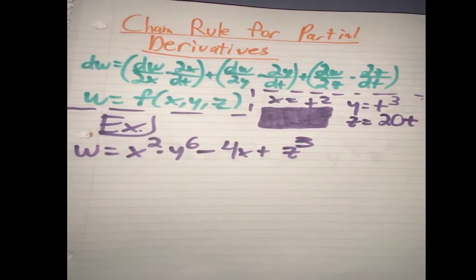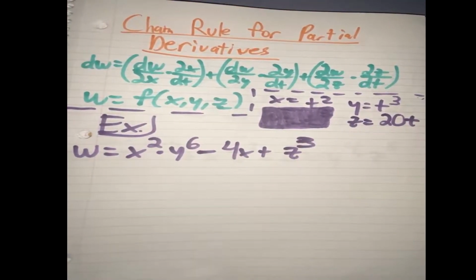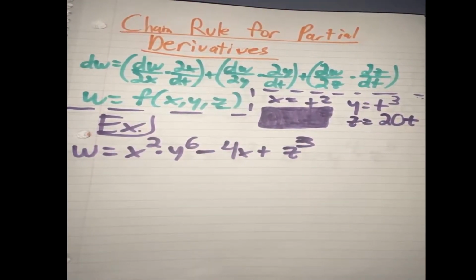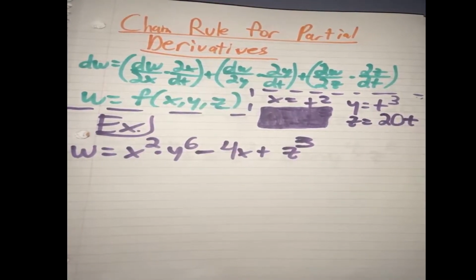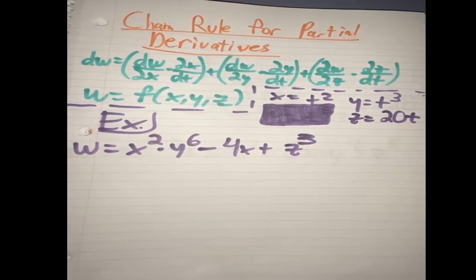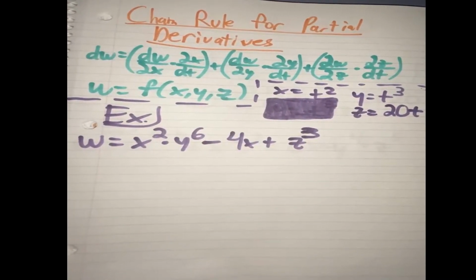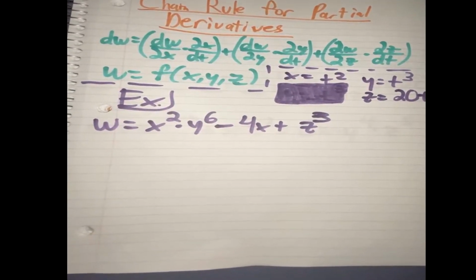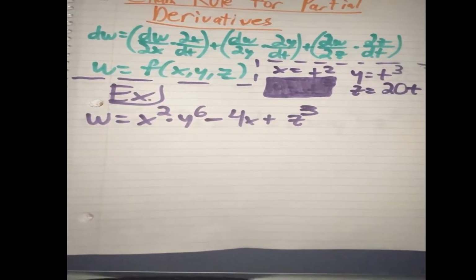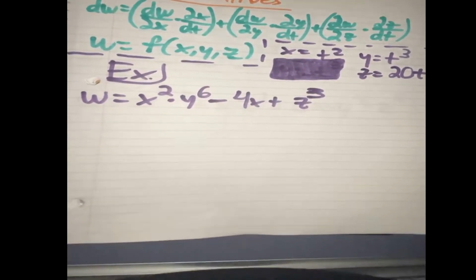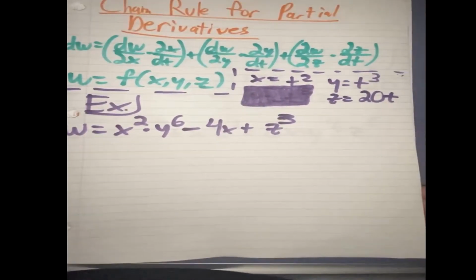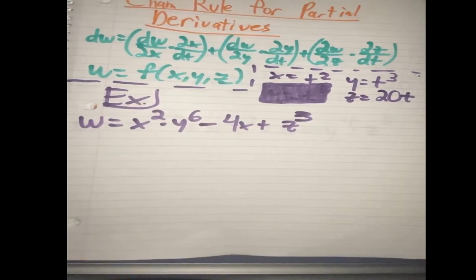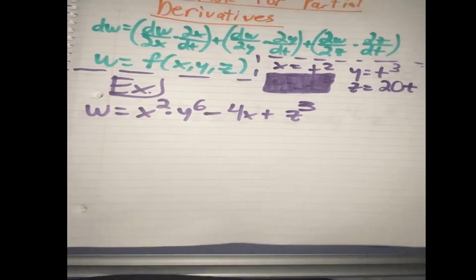Hello guys, in this example we're going to go over how to apply the chain rule for partial derivatives. The chain rule from calculus 1 tells us that the derivative of an inside function times the derivative of the outside function will give us the derivative of that particular function. But the chain rule for multivariable functions requires us to use partial derivatives.